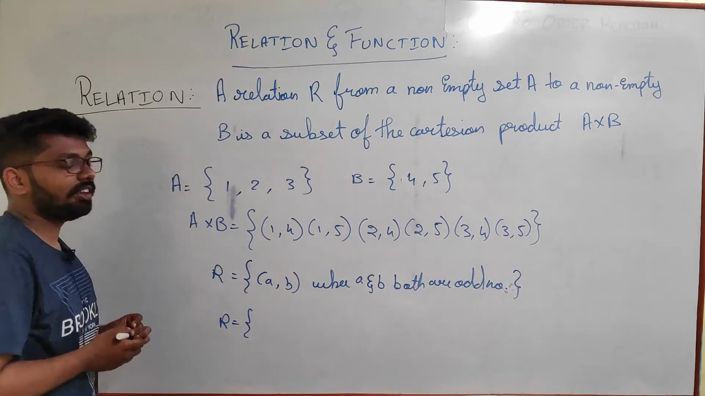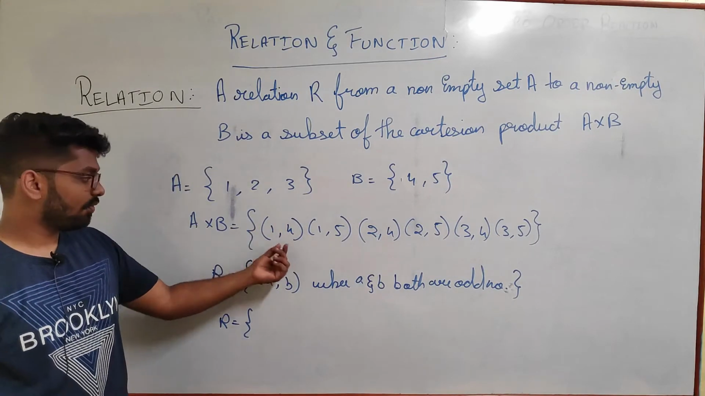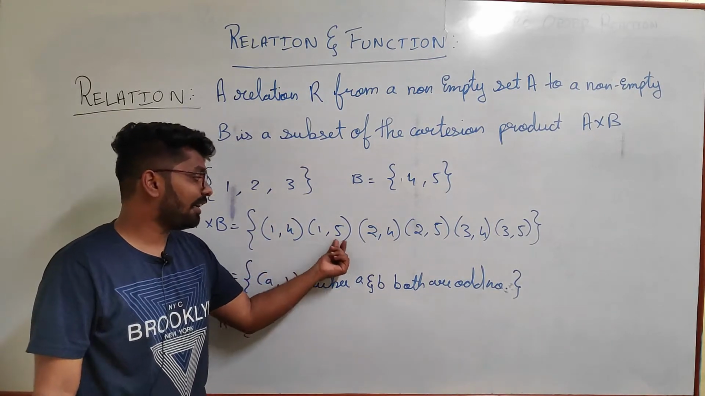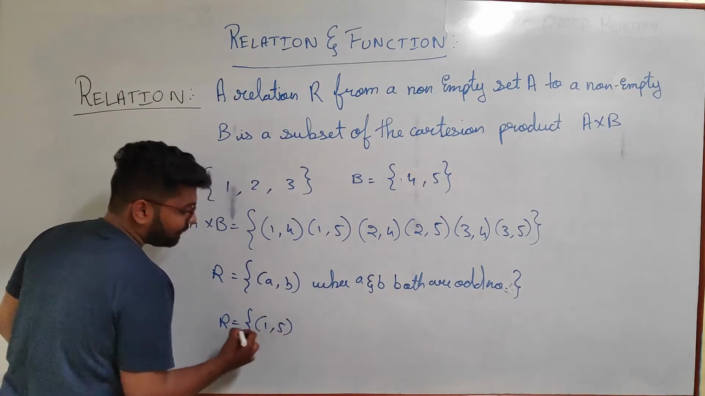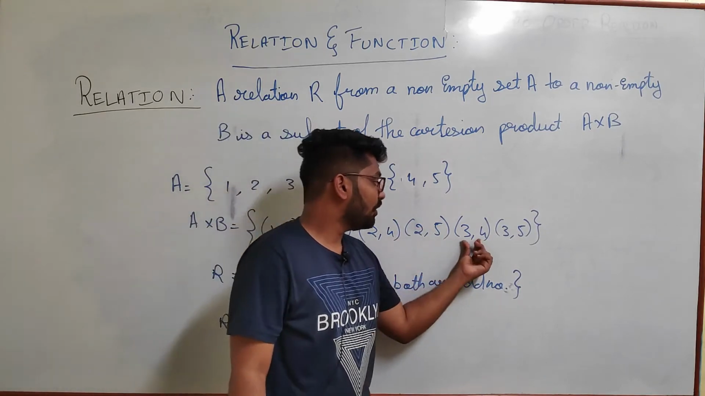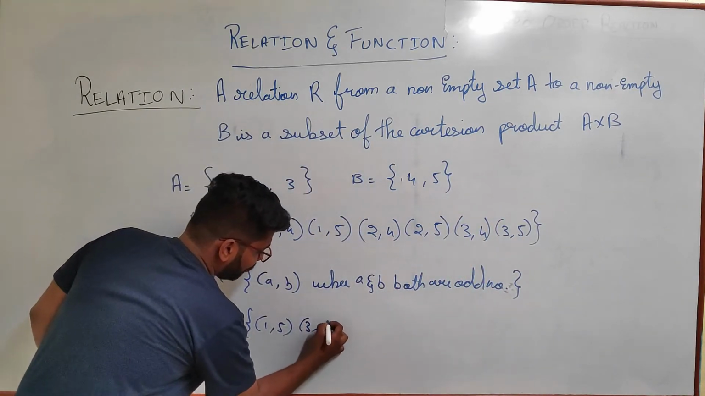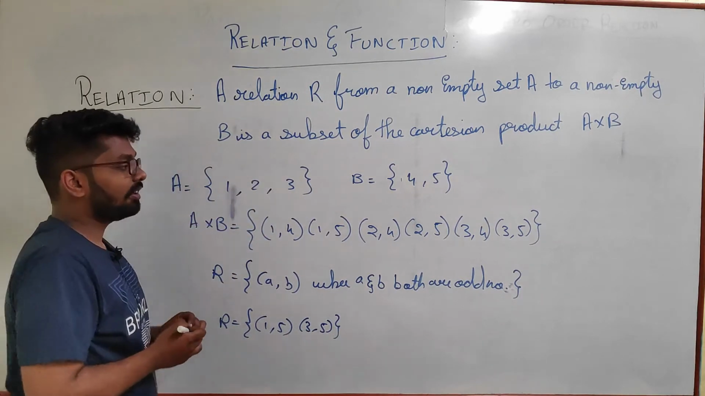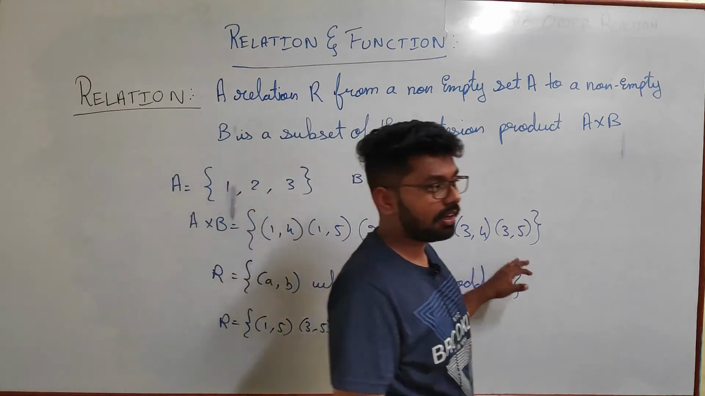Let us check in the Cartesian product. (1, 4): 1 and 4, 4 is even, so excluded. (1, 5): 1 is odd, 5 is odd, so it comes in our relation. (2, 4): both are even, (2, 5): even, this also doesn't come. (3, 4) no, and (3, 5): (3, 5) is included in our relation because 3 and 5 both are odd numbers.